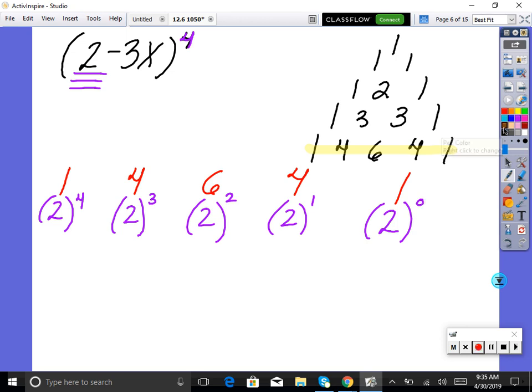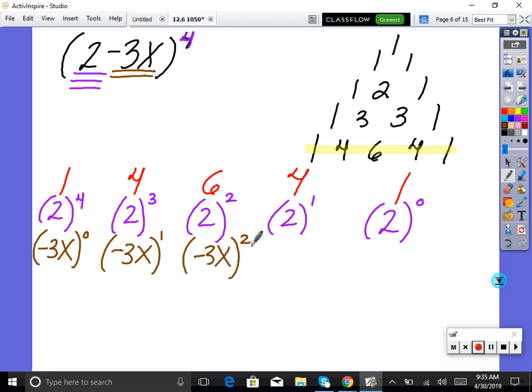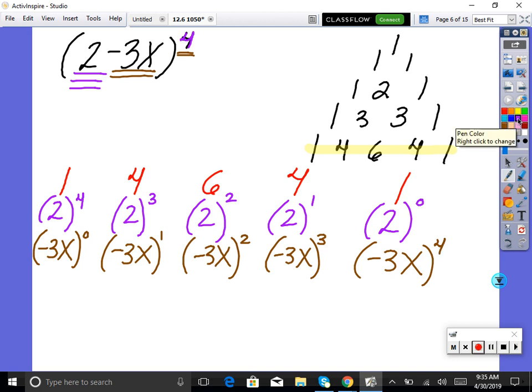Now we've got to take our back thing, which is negative 3x, all of that in parentheses, and do that backwards. Negative 3x to the 0, negative 3x to the 1st, negative 3x squared, negative 3x cubed, and then negative 3x to the 4th. Now before we simplify, check. It's degree 4. So 4, 4, 4, 4, and 4.